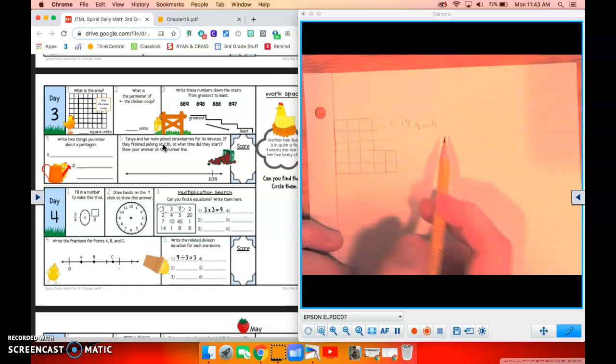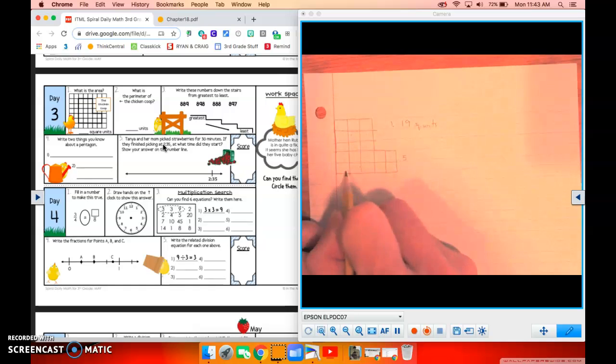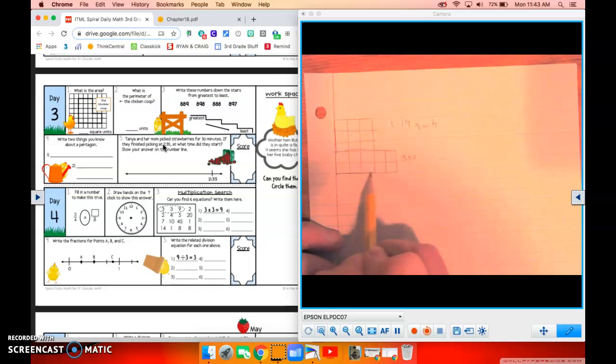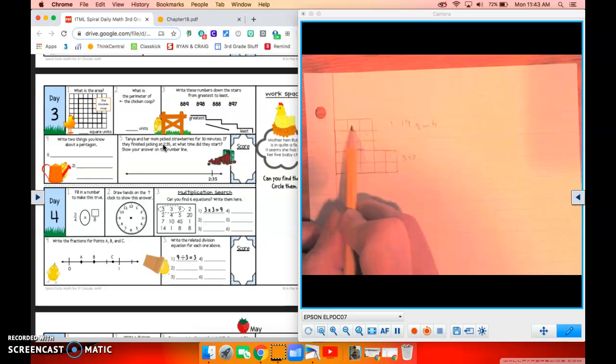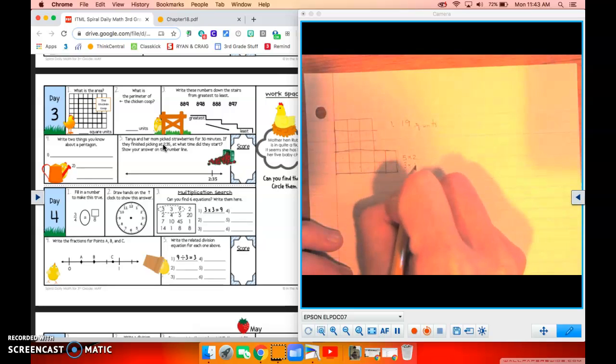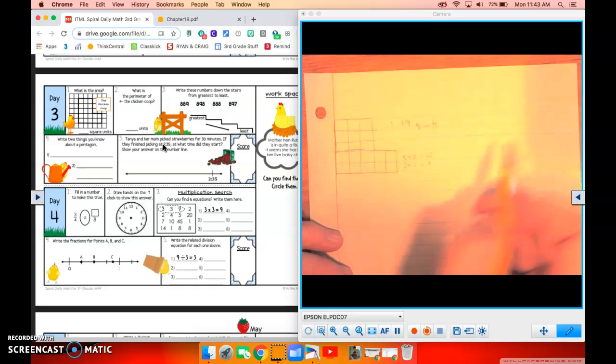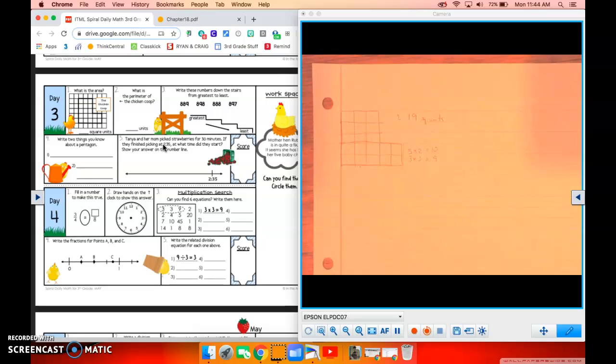So you got 1, 2, 3, 4, 5. So we could have gone like 5 times 2, meaning this section right here. And then 1, 2, 3 times 3 is 9. So this equals 10. 3 times 3 equals 9. And you add those two together and you get 19. Kind of the same thing.